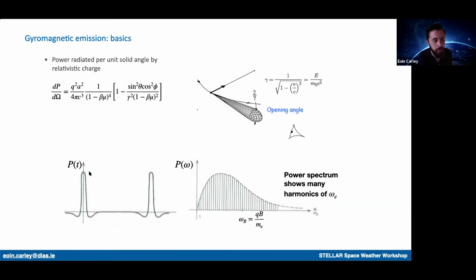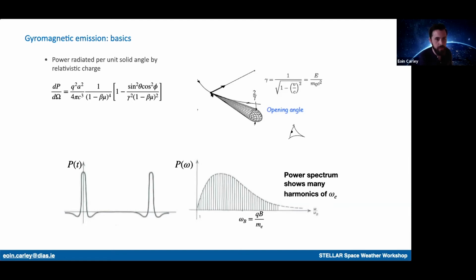The Fourier transform of this isn't a sinusoid, because there's obviously a lot of different types of frequency powers in there. It actually looks like this. Okay, so let's be a bit more realistic. We have our relativistic single electron.